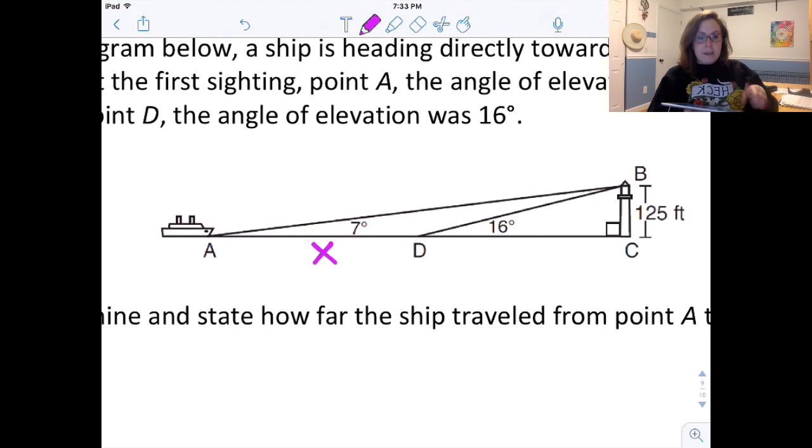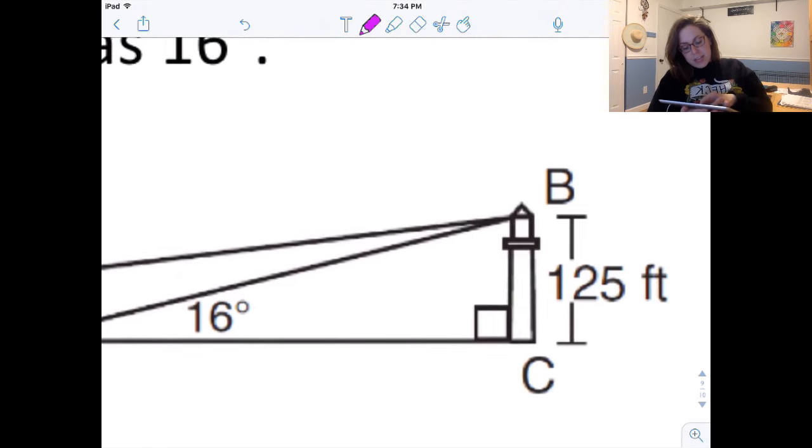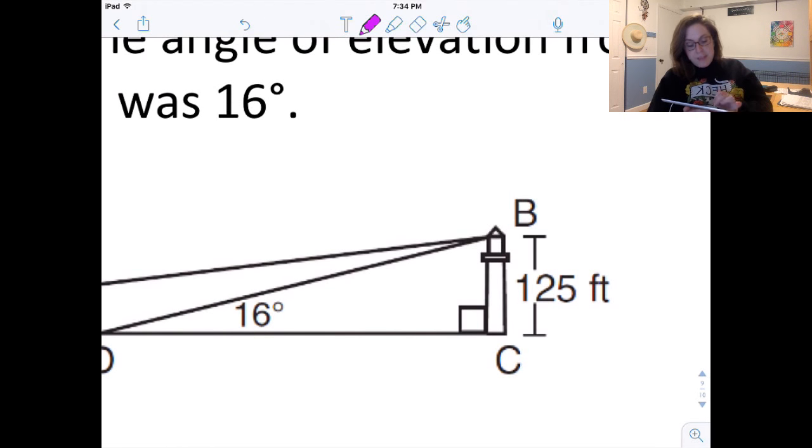So remember when we talked about these, we always did the same thing. Number 1, find all your missing angles. Number 2, find the shared side, either using right triangle trig or law of sine. And then find whatever you need. So let's start with the angles. In this little triangle over here, that's 90, that's 16. They all need to add up to be 180. So this would be 64. Because together those need to add up to be 180.